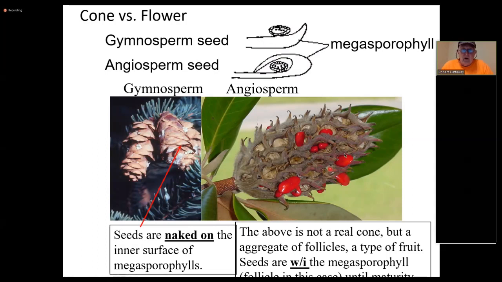And these look exposed here, but you got to realize the megasporophyll is opened up. So this is not a cone. And the fact that these seeds are now exposed at maturity is irrelevant. These seeds are never really exposed until this thing breaks open.